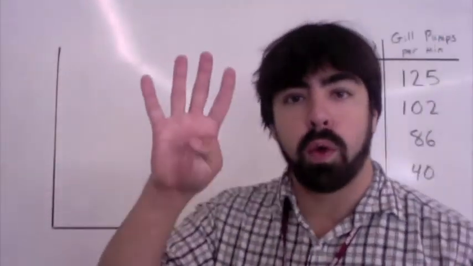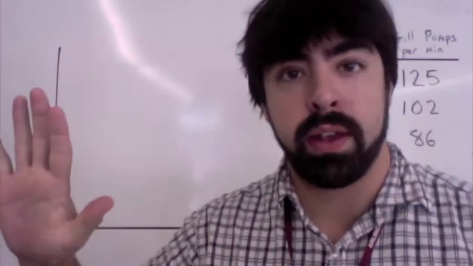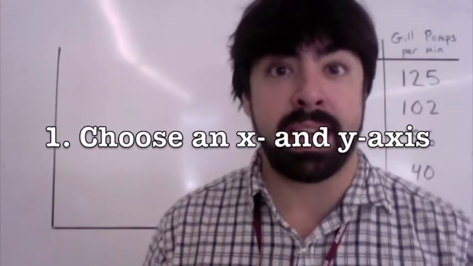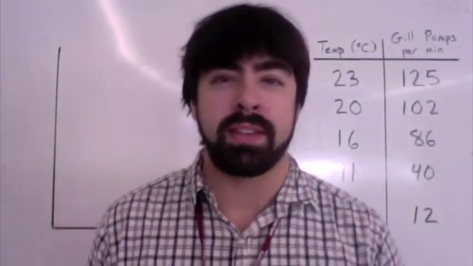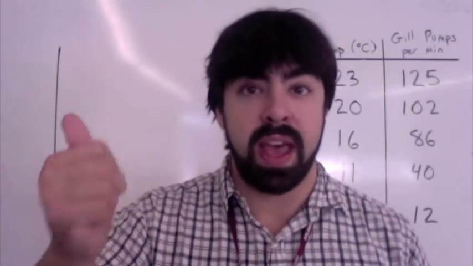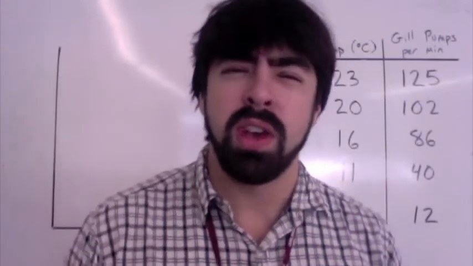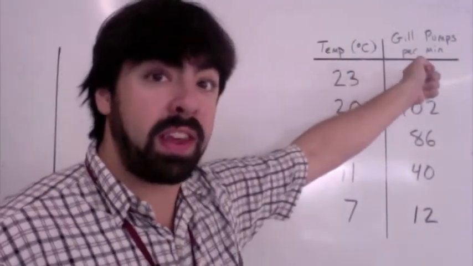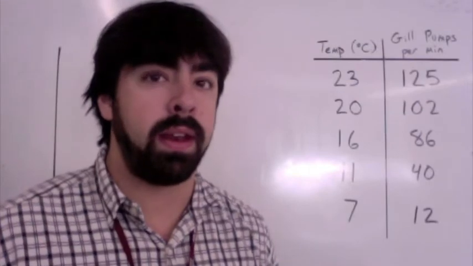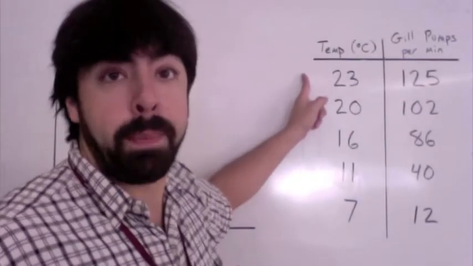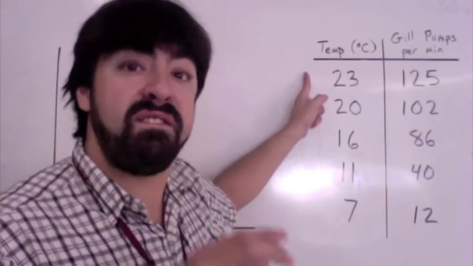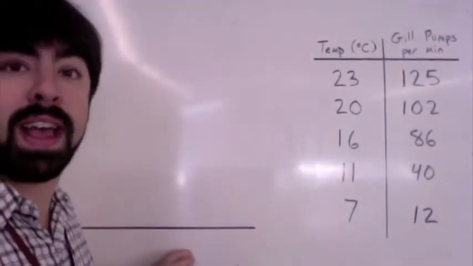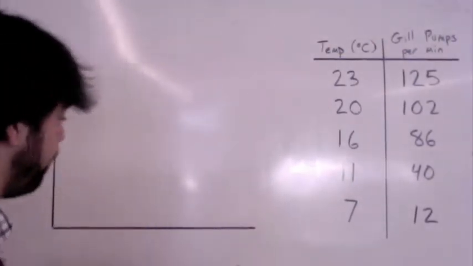So remember, what are the 4 things you always need when graphing? 1, choose your X and Y axis. Now, in order to choose your X and Y axis, you need to know what the independent and the dependent variable are. So in the experiment, when I changed the temperature to see what would happen to the gill pumps, which one would be the independent? Temperature. That's the one I, as a scientist, am physically altering. And where does independent go? X-axis. Always X-axis. So let's write that.